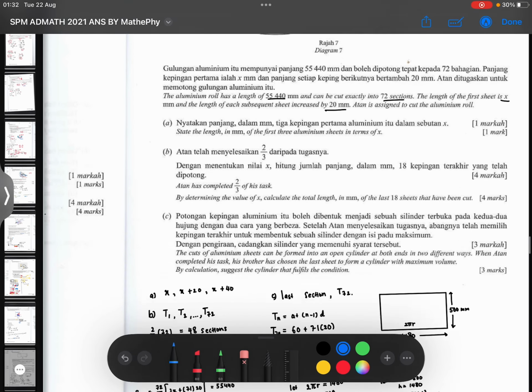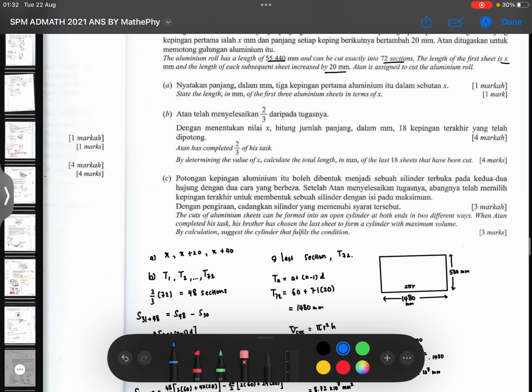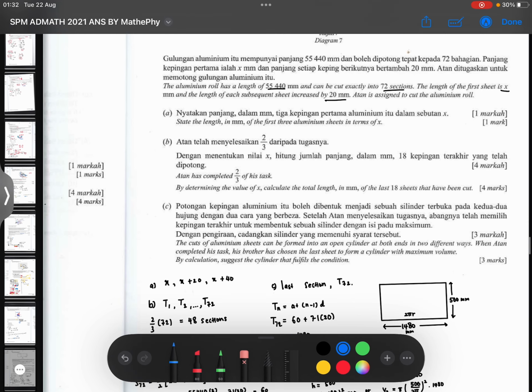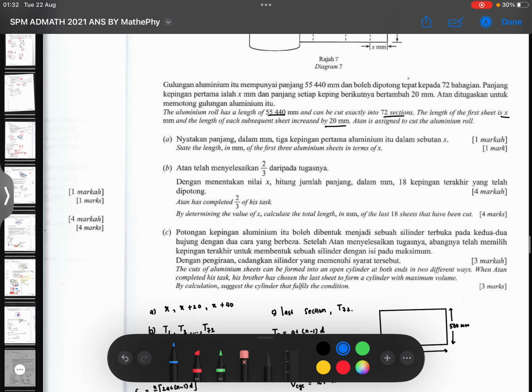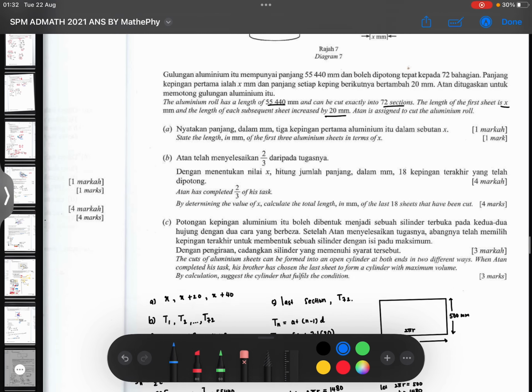Alright, so for question 10, I will explain because this is actually a bit complicated, not so hard but complicated. Okay, the aluminum rod has a length of 55,440 millimeter and can be cut exactly into 72 sections. The length of the first sheet is x millimeter, and the length of each subsequent sheet is increased by 20 millimeter.